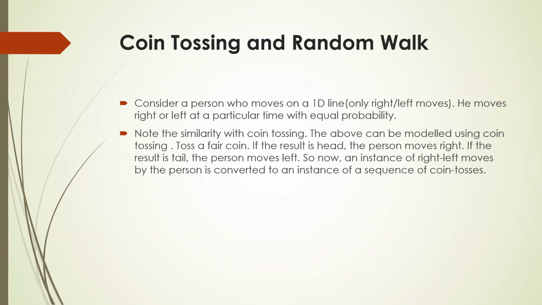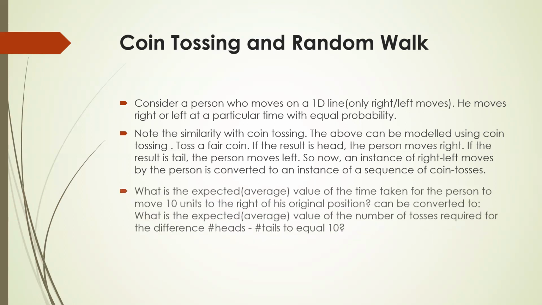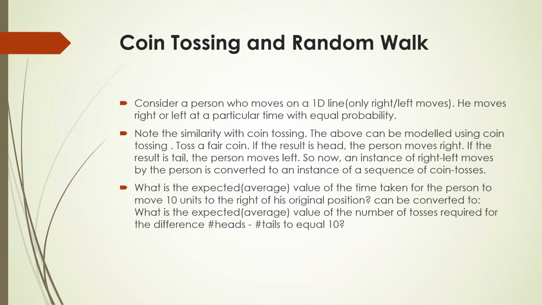So now an instance of right-left moves by the person is converted to an instance of a sequence of coin tosses. For instance, if the person moves right-left, right-right, left, then it corresponds to the sequence of coin tosses head-tail, head-head, tail. The question, what is the average value of the time taken for the person to move 10 units to the right of his original position, can be converted to the following question regarding coin tosses. What is the expected or the average value of the number of tosses required for the difference, number of heads minus number of tails, to equal 10?